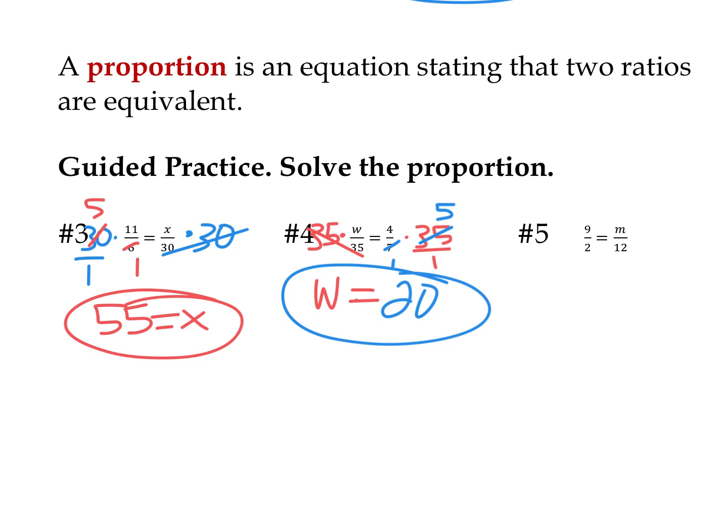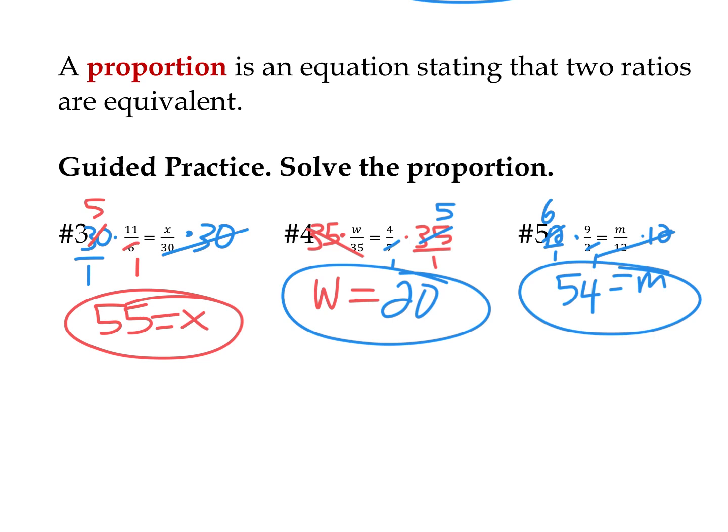And then in the third example there, number 5, we can multiply by 12 on both sides. Okay? The 12's cancel, that gives us the m all by itself. And we can make that over 1, that becomes 12 and 2 reduced to 1 and 6. 6 times 9 is 54. M equals 54. Right? So we can see how to solve a proportion by getting the variable by itself. Anytime we're solving an equation, we want to get the variable isolated by itself to find out what its value is, what it's equal to.